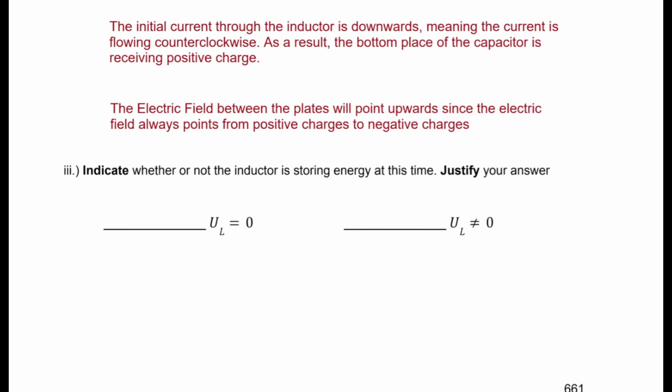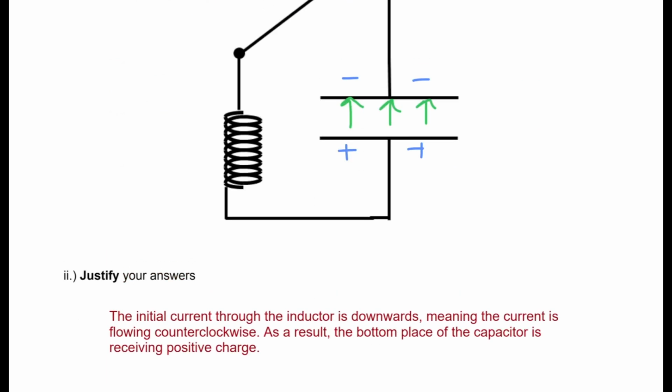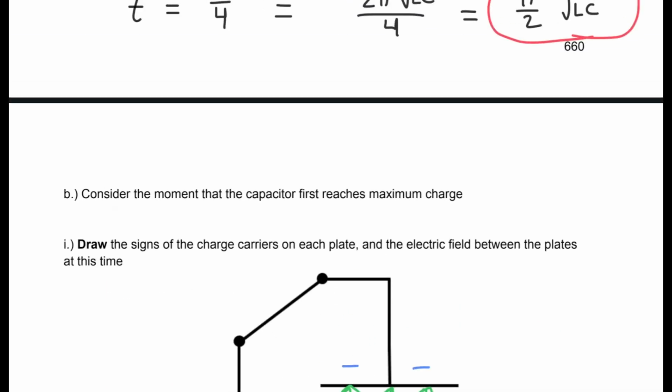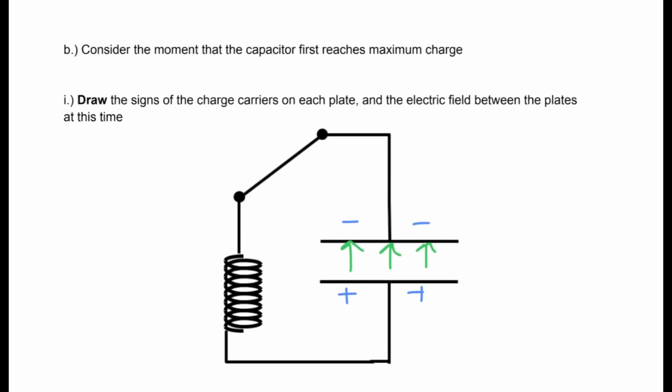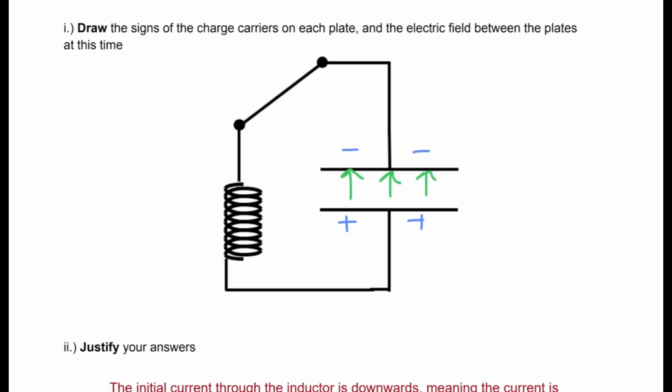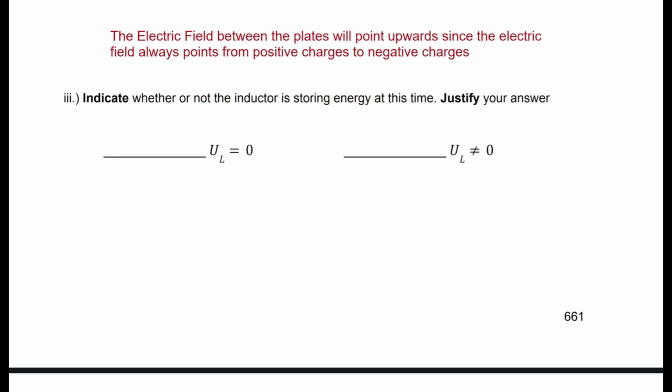And then, is the inductor storing energy at this time? Well, we just said the capacitor is at its max charge right now, so that means all of my energy budget is spent on the capacitor, so I have zero energy left over for the inductor. Or even more simply, when the capacitor is fully charged, there is zero current. And if there's no current, there's no energy stored in the magnetic field because you can't make a magnetic field without current. So we have zero energy stored for that reason.